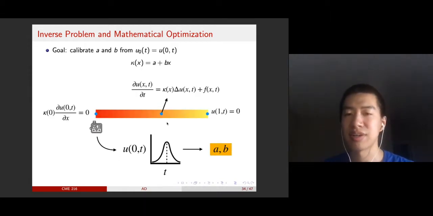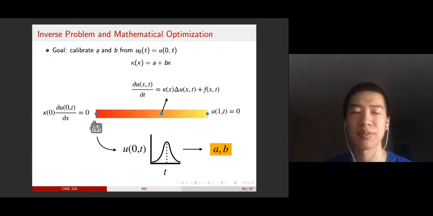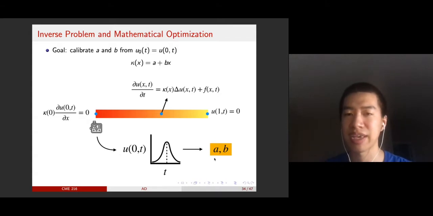So this is a graphical illustration of the equation, and our goal is to calibrate those parameters in the diffusivity coefficient, A and B. We need to measure the temperature at some locations. For example, in the laboratory, we can just place a sensor on the left-hand side and measure the time series of the temperature. And we want to use this data to estimate A and B. How can we do that?